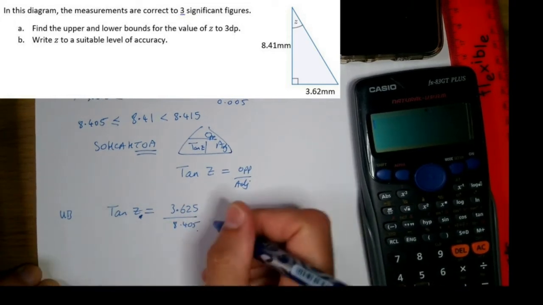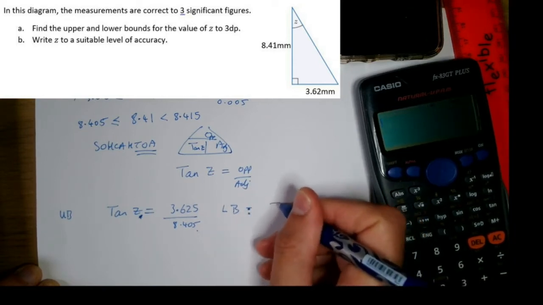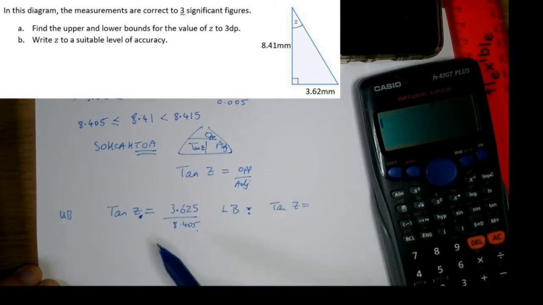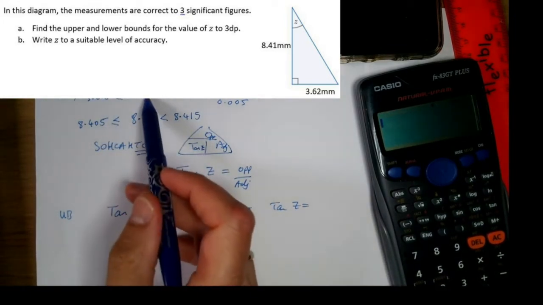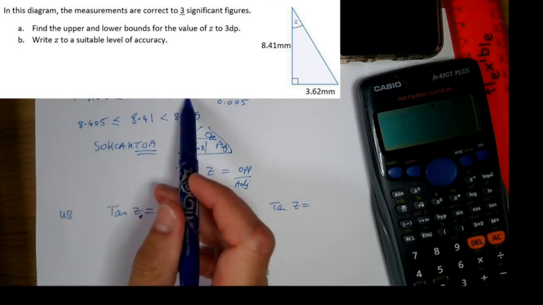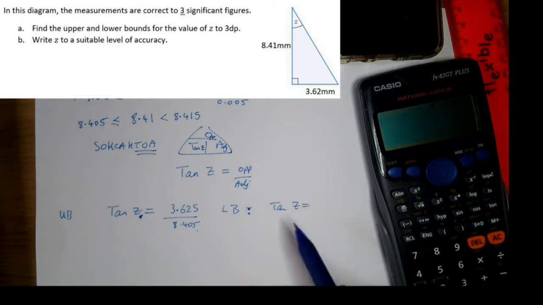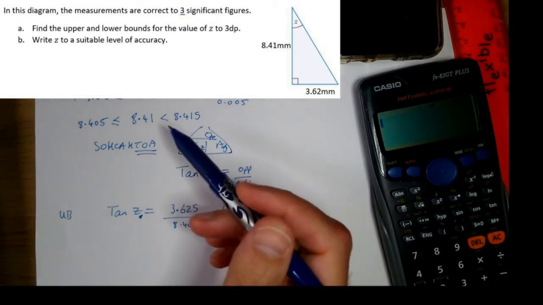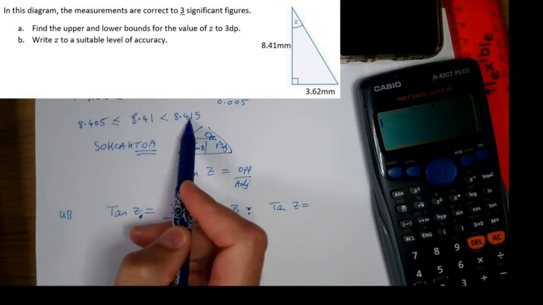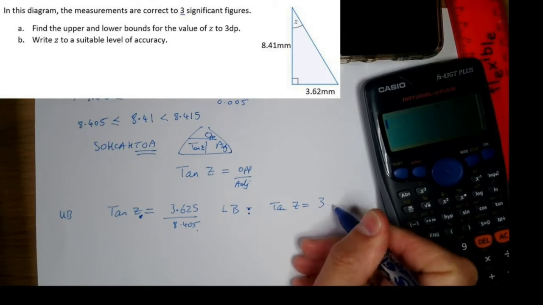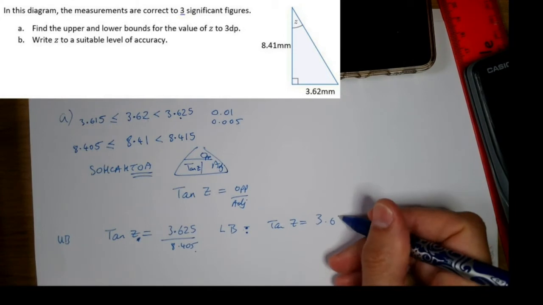I might as well just set up the lower bound while I'm at it. The lower bound, tan z, will equal, so remember I'm dividing one of these by one of these. I can't choose the middle one, I have to choose either the lower bound or the upper bound for 3.62, and similarly for 8.41, but I want to get the lowest possible answer for the division. You'll get the lowest possible answer by dividing the lowest thing by the highest thing. So I want 3 point... Sorry, that's gone off the screen. Hopefully you've not missed out on too much there.